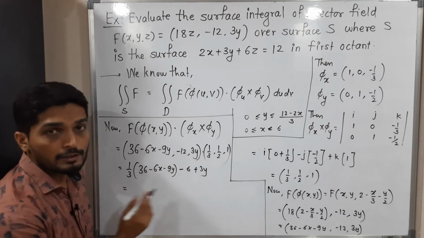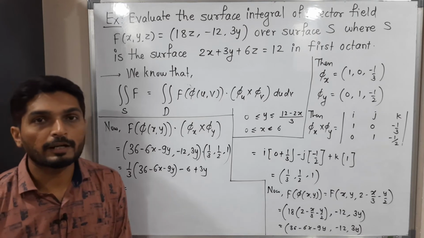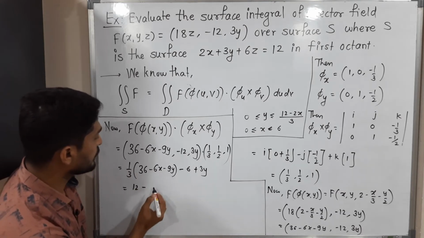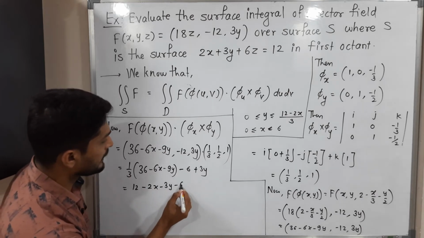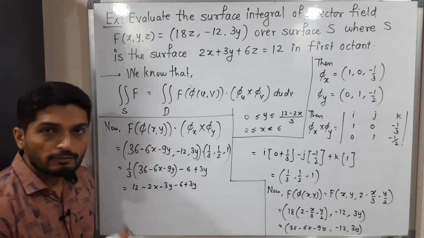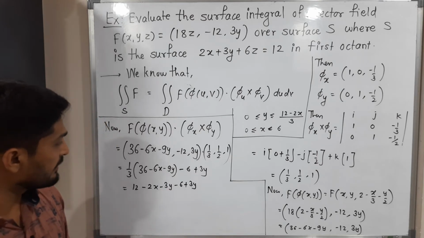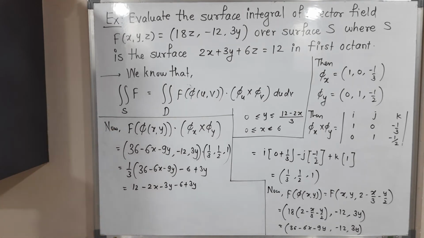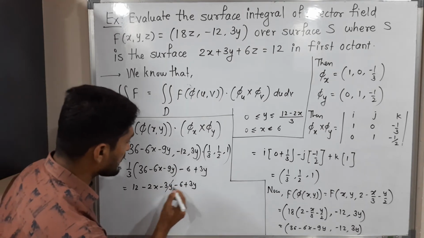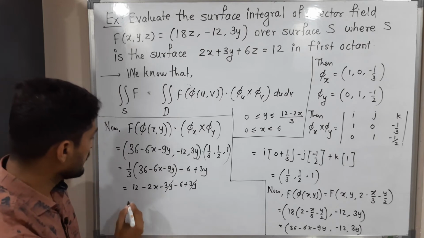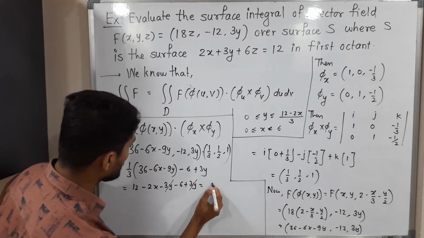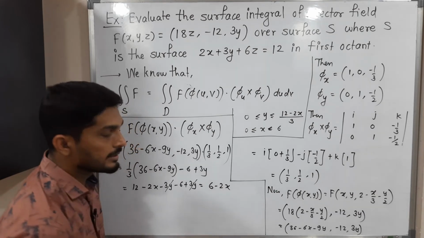So we can simplify this bracket, we can multiply each term of that bracket by 1 by 3. So 1 by 3 into 36, 12, minus 1 by 3 into 6x, 2x, 1 by 3 into 9y, minus 3y, minus 6 plus 3y. So can we simplify it further? Yes, definitely. That minus 3y plus 3y will get cancelled. So let me remove it. That minus 3y and plus 3y cancel, and yes, 12 minus 6 we can write 6. So it will be 6 minus 2x.